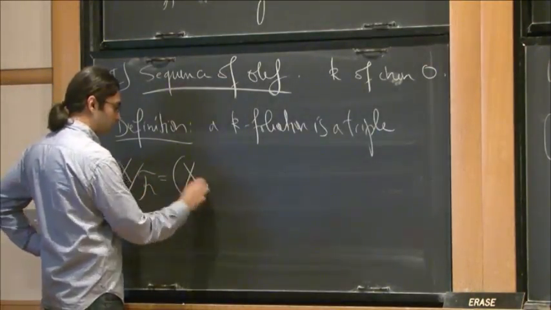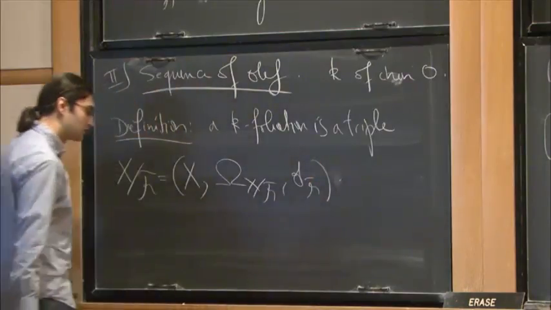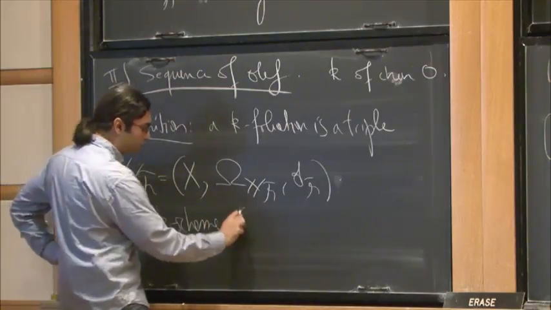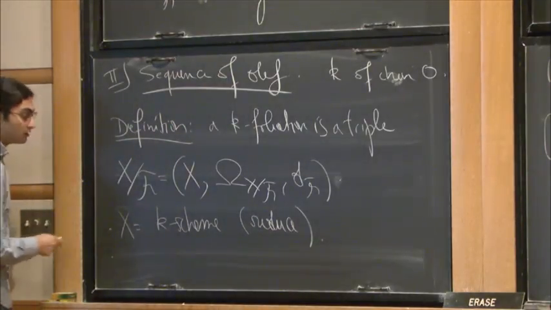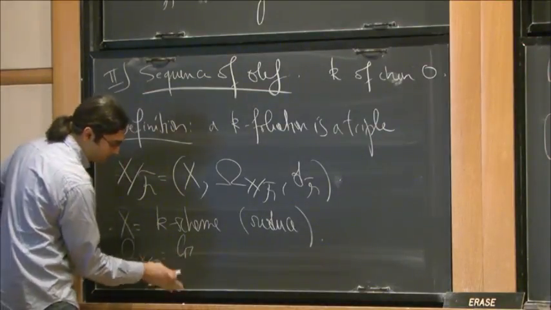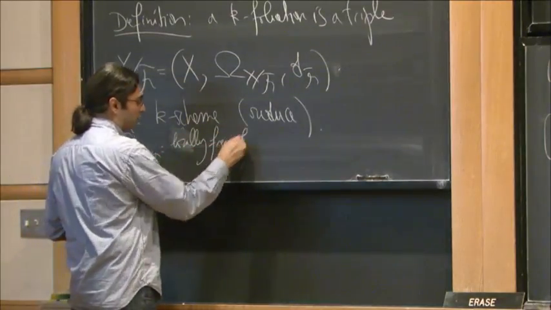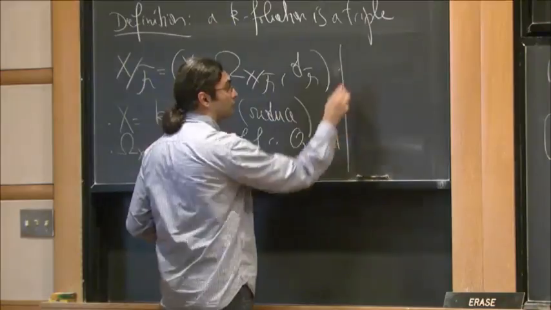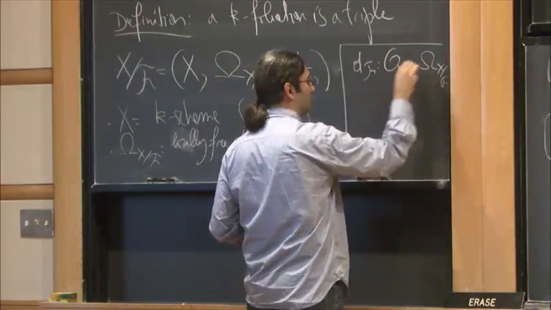And it consists of an object X. So X is a k-scheme, which you might want to assume to be reduced, but it's not very important. But not necessarily of finite type, maybe quasi-compact. Omega X over F will be a locally free OX-module of finite rank. And of course, dF is a k-linear derivation.